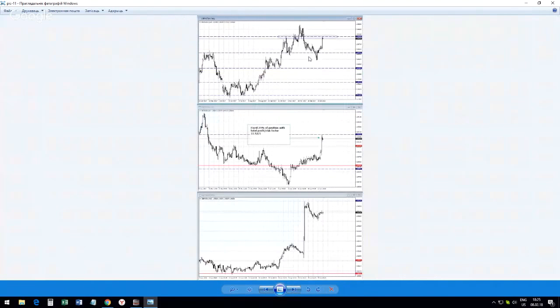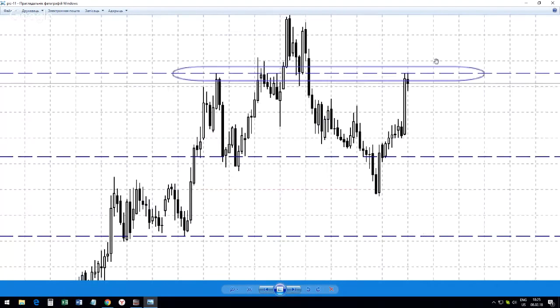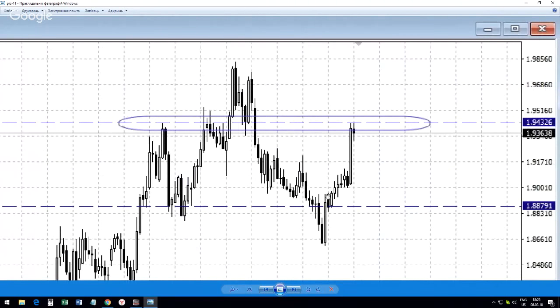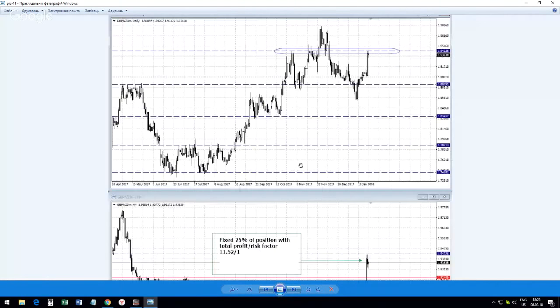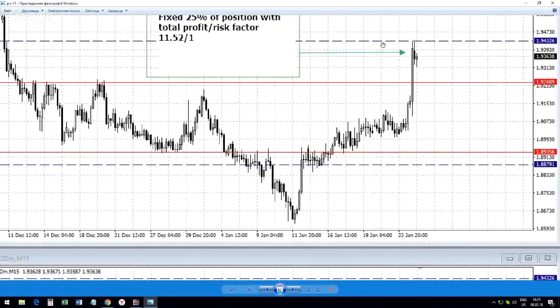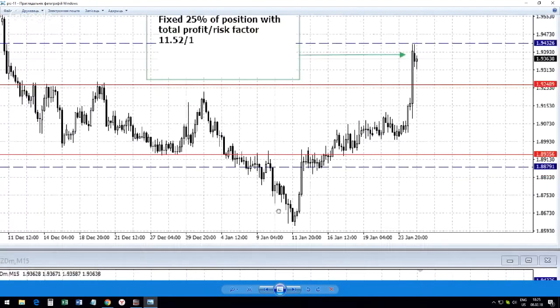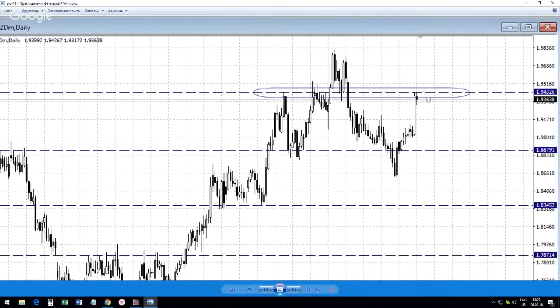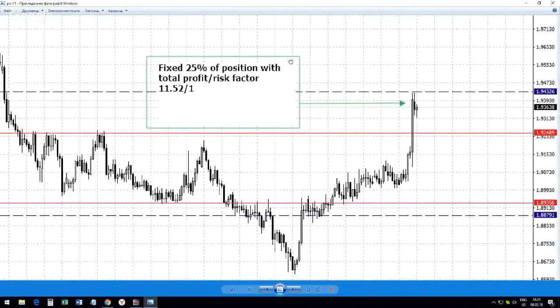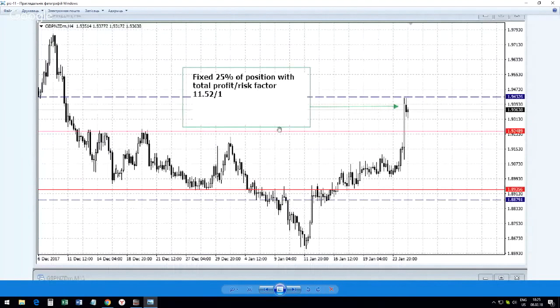And let's look at what happened next. Here next morning, price moving higher where I fixed, automatically fixed, because of a new level, strong level. And finally, when I covered 25% of position, my whole result was 11.52 to 1 of profit risk ratio. And it's quite a good result.